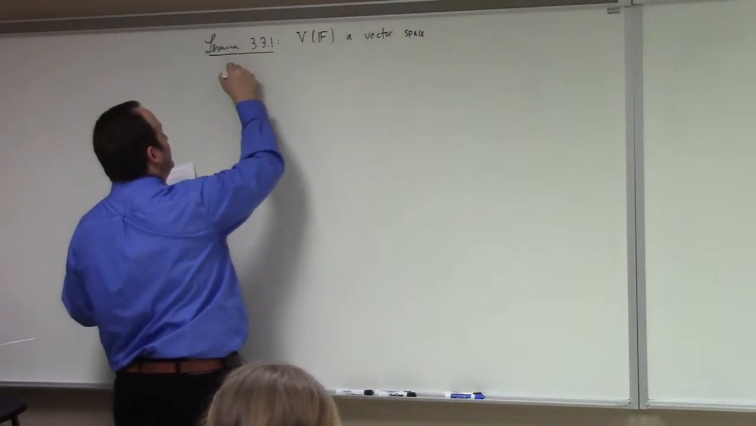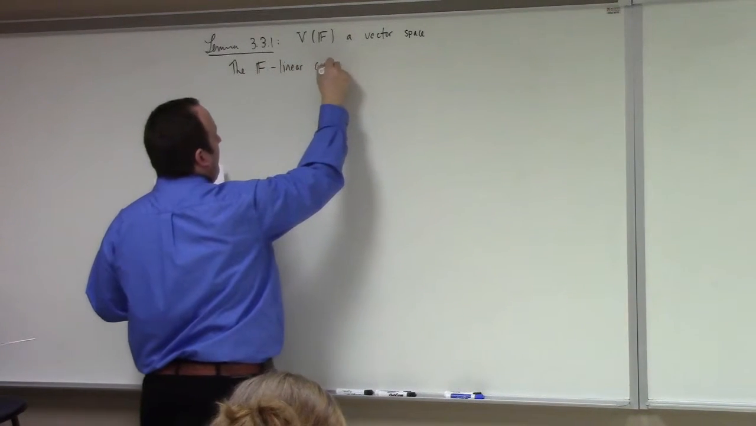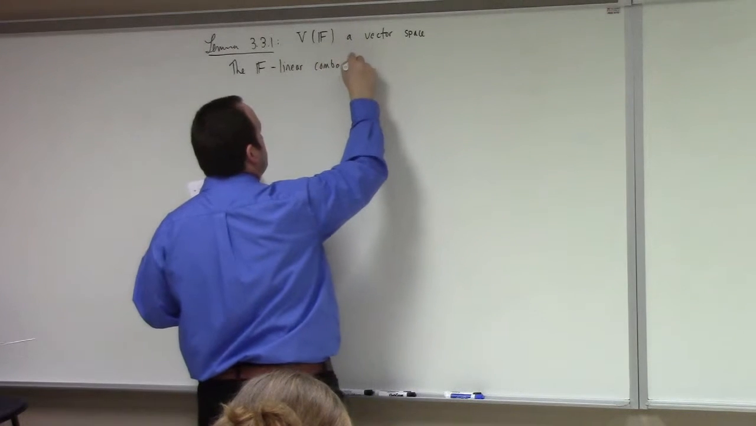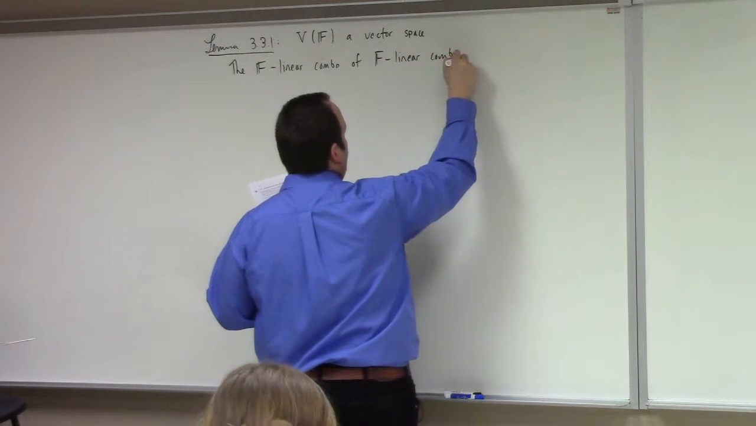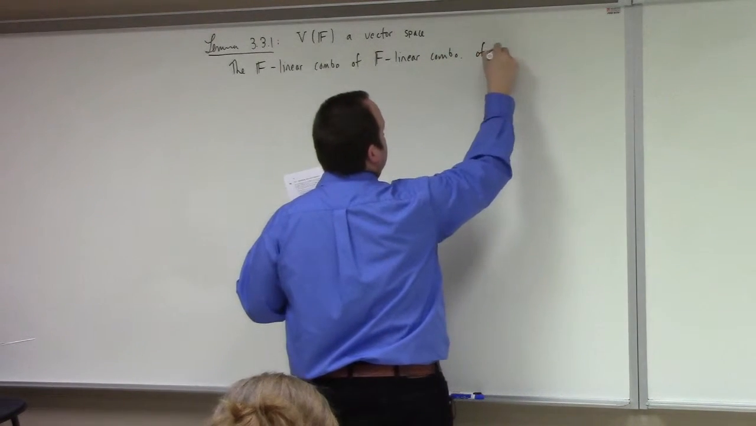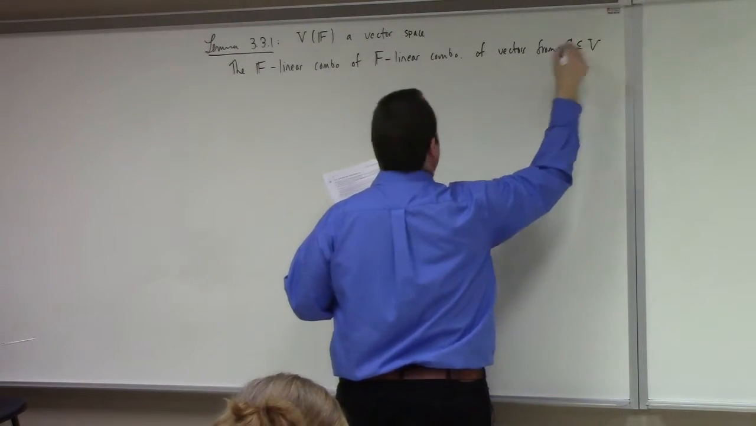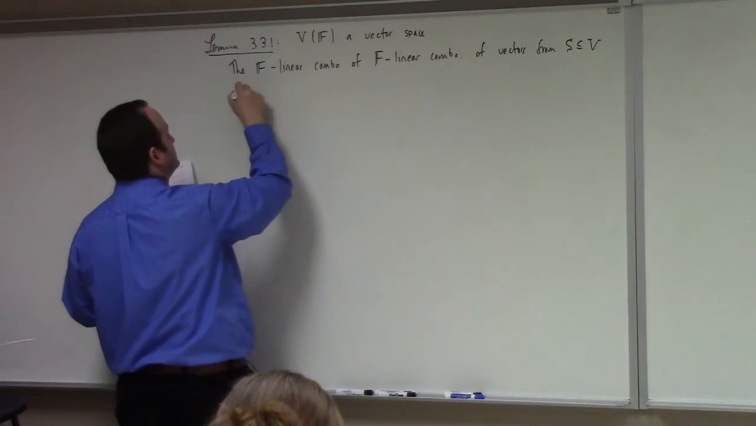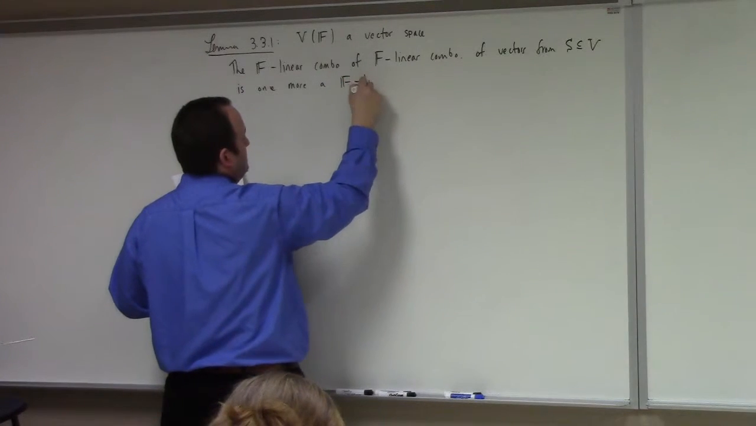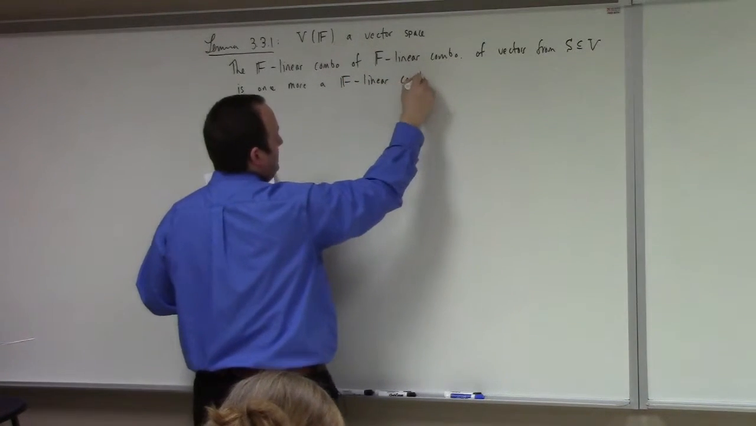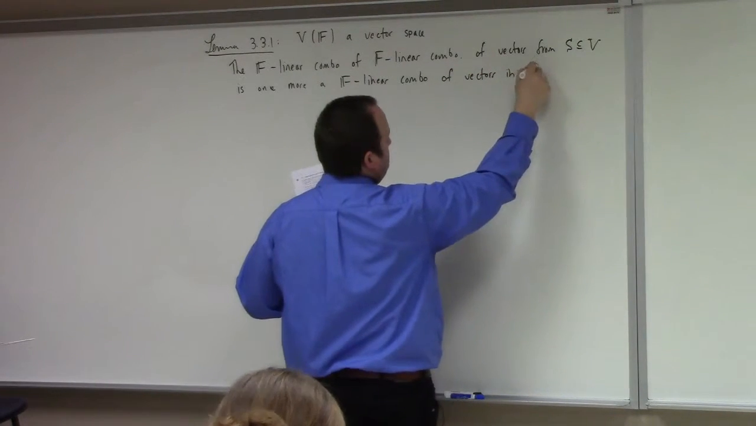An F linear combination of F linear combinations of vectors from S, where S is some subset of V, is once more an F linear combo of vectors in S. All right.